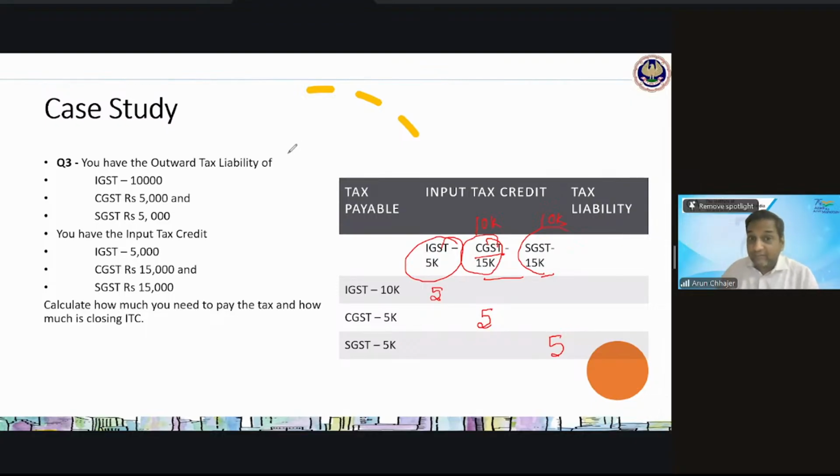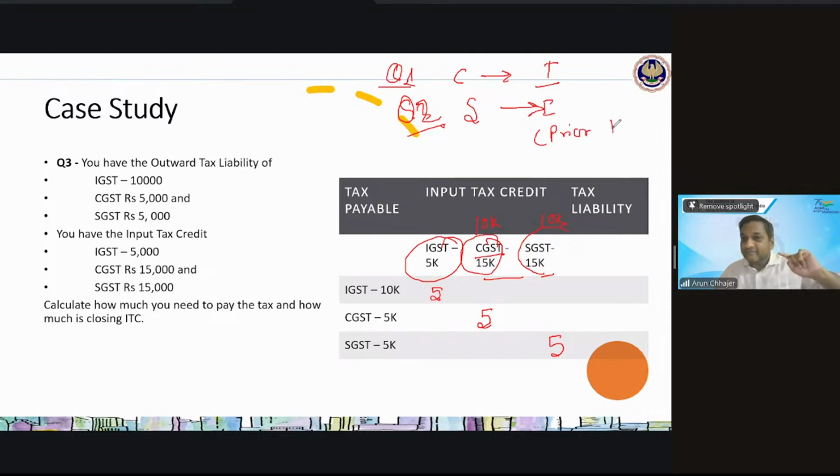Now, in this case, question 1 I have already asked: whether C can give directly to I without giving to C. Most of the participants have answered no. Question number 2, which I am asking here: can S give the amount to I prior to C? CGST has 10, SGST has 10. Can this 5,000 be given by S to I without touching C?